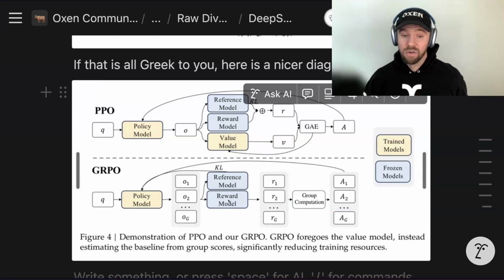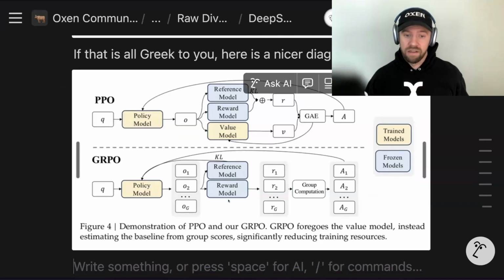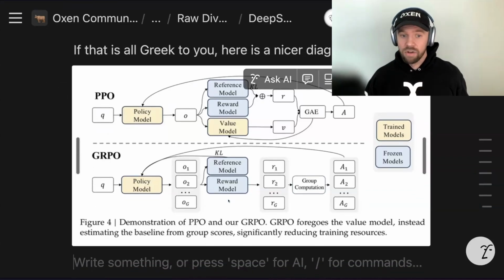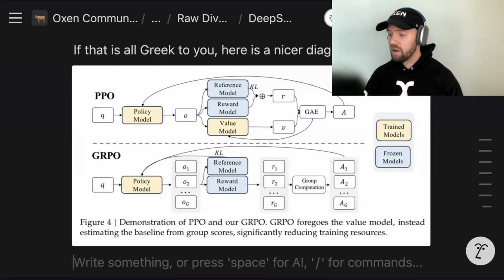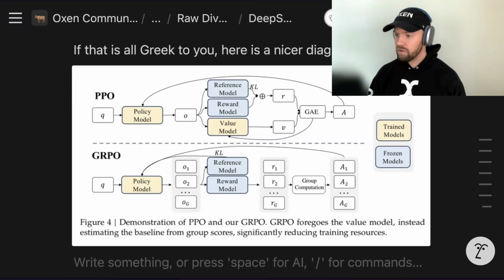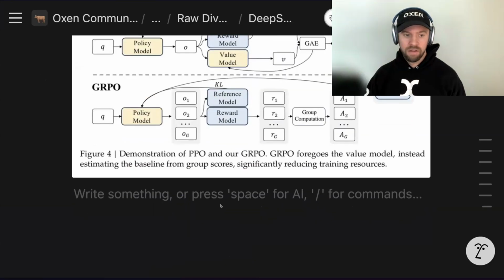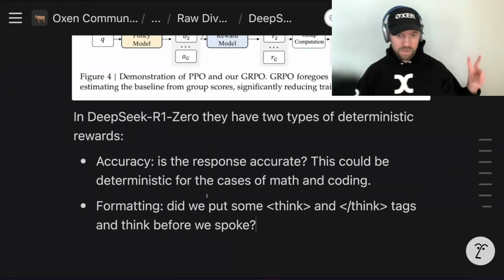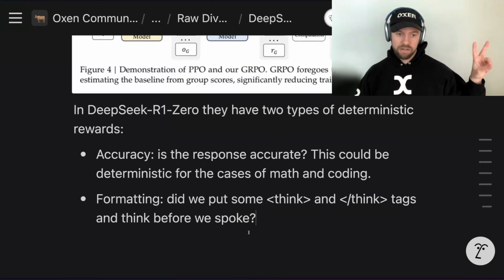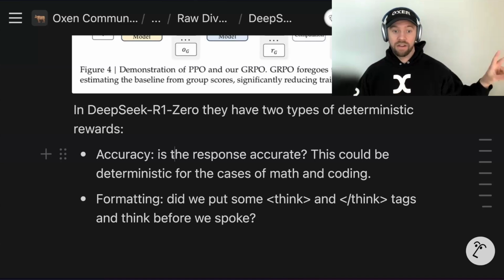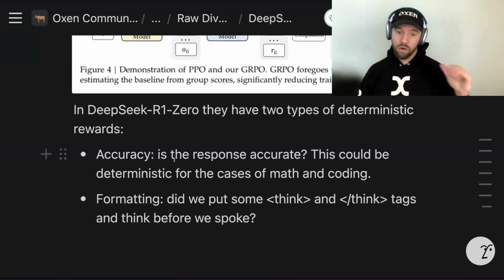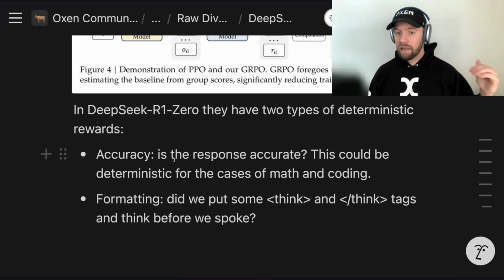And in the case of R1-Zero, the reward model isn't actually a language model. You could have it be a language model, but in R1-Zero, it's just a bunch of rules that it wants the model to deterministically follow, which was super interesting to me. So in this case, they have two deterministic rewards that they're working on. The first is: what is the accuracy of the response? And this is only really applicable to math and coding.